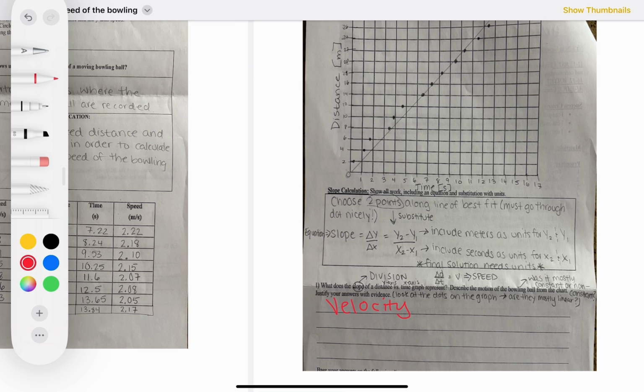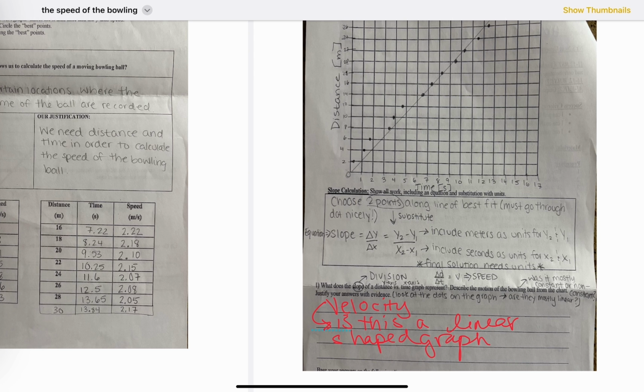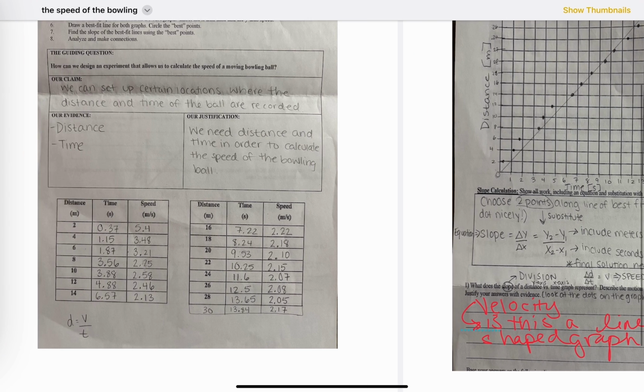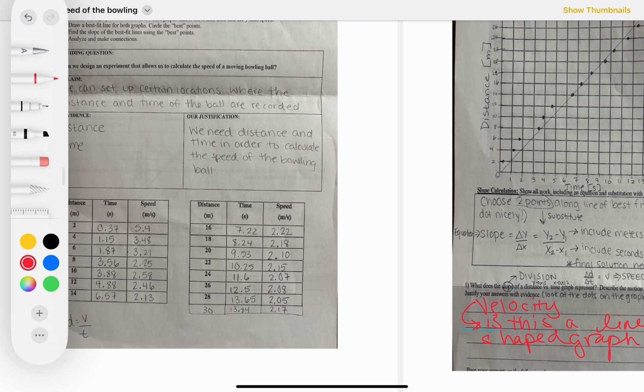Then it says describe the motion of the bowling ball from the chart. So again, you're going to use your data. Is this a linear shaped graph? So does that represent more constant motion, or does it represent a change, is it inconsistent? Anyway, getting back to your data table, when you go to make your velocity or speed versus time graph, your speed becomes your y-axis.